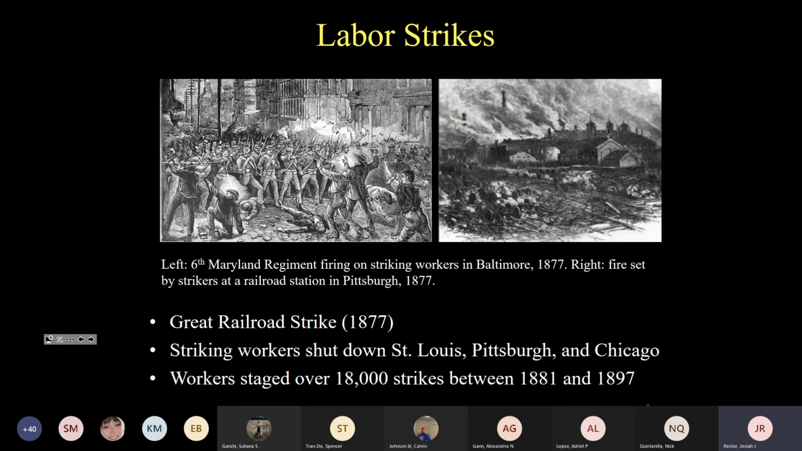But it takes off on a larger scale than ever before after the Civil War because of industrialization, the larger scale of factory production, the build out of the railroad system, and the recurrence of these financial panics and depressions, which put the squeeze on workers' living standards. It's estimated by historians that between 1881 and 1897, there were 18,000 strikes in the United States. The largest of these prior to 1886 was the Great Railroad Strike of 1877.